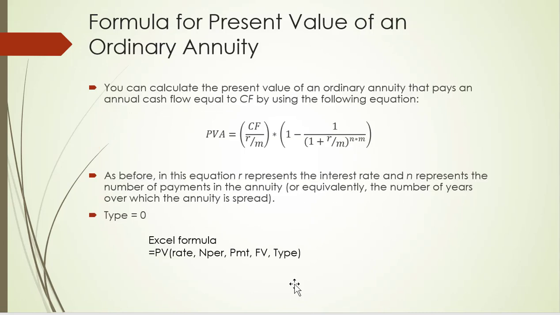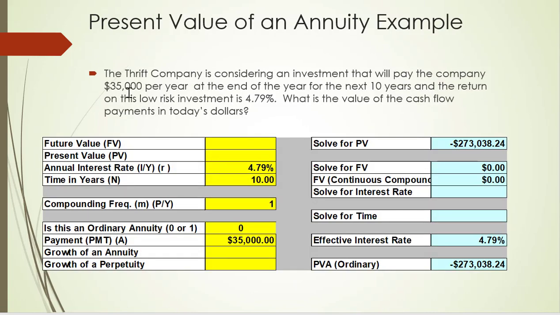The present value of an ordinary annuity: again, present value in the beginning, payment's going to be in here, but remember, we're going to probably be receiving this payment, so that would be positive. There'll be no future value here, but the type now has to be back to 0 because this is an ordinary annuity. So in this case, we're considering an investment, right? It's $35,000 in each year, and it's going to have a 4.79% return. So what's the value of these payments?